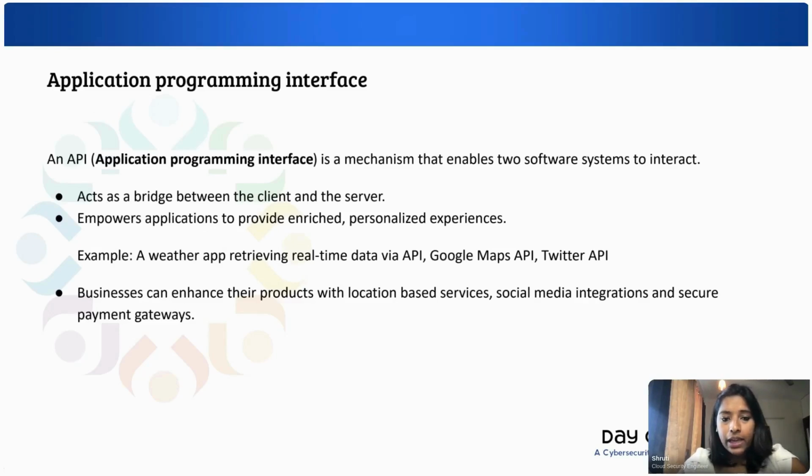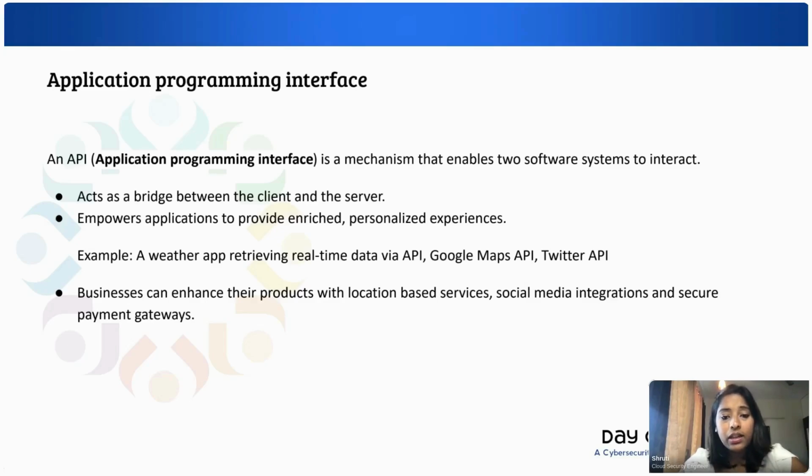Okay, so API, what is API? An application programming interface. It allows software applications to interact with each other. APIs facilitate seamless integration between web applications and external services. It acts as a bridge and allows developers to access the data and functionality from third parties. This empowers applications to provide personalized experiences.